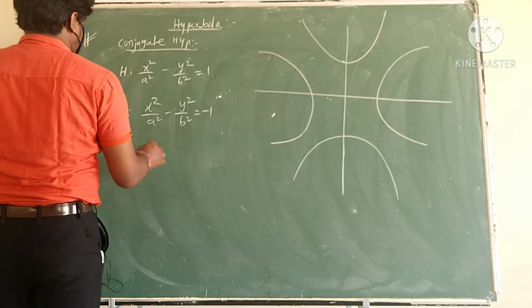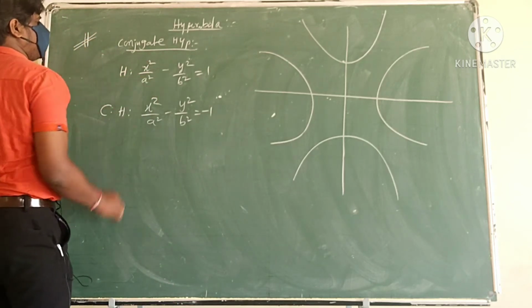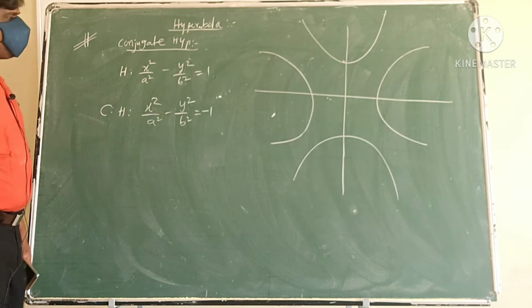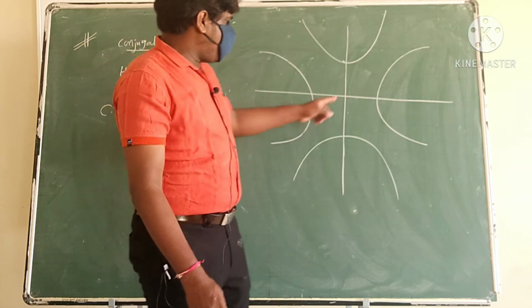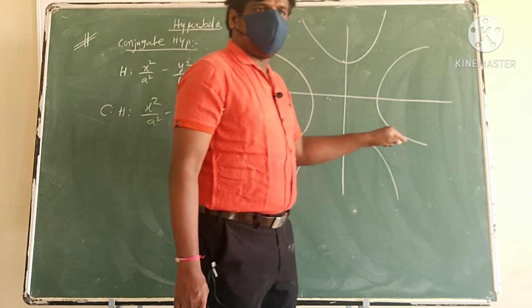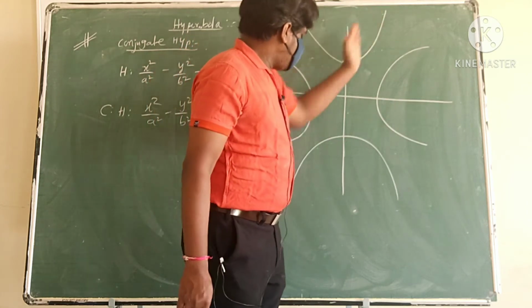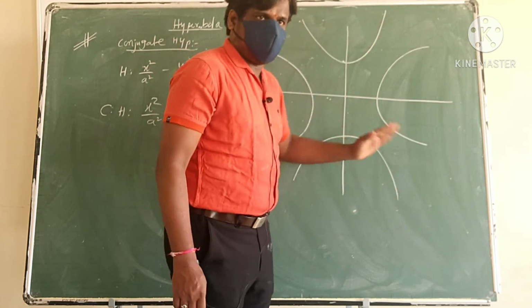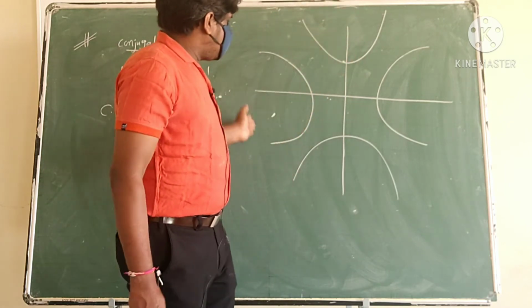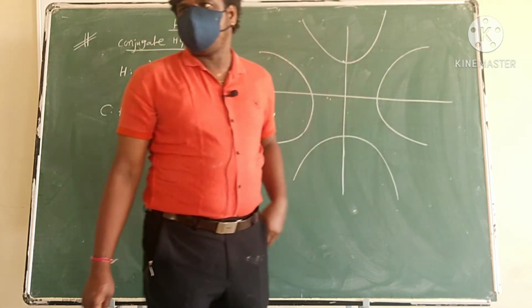Conjugate hyperbola. The hyperbola x square by a square minus y square by b square equals 1. Conjugate hyperbola, you know. The graph diagram is like this. This is the hyperbola, and this is the conjugate hyperbola. This one is a conjugate hyperbola. This one is a hyperbola.